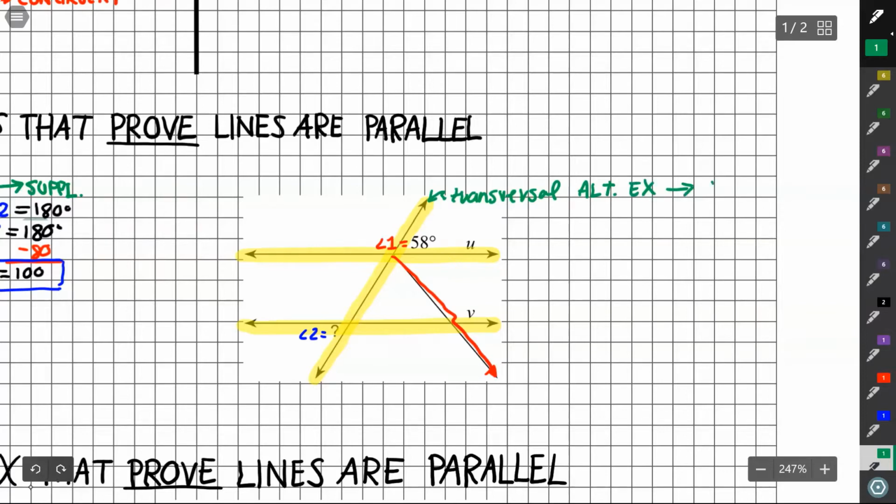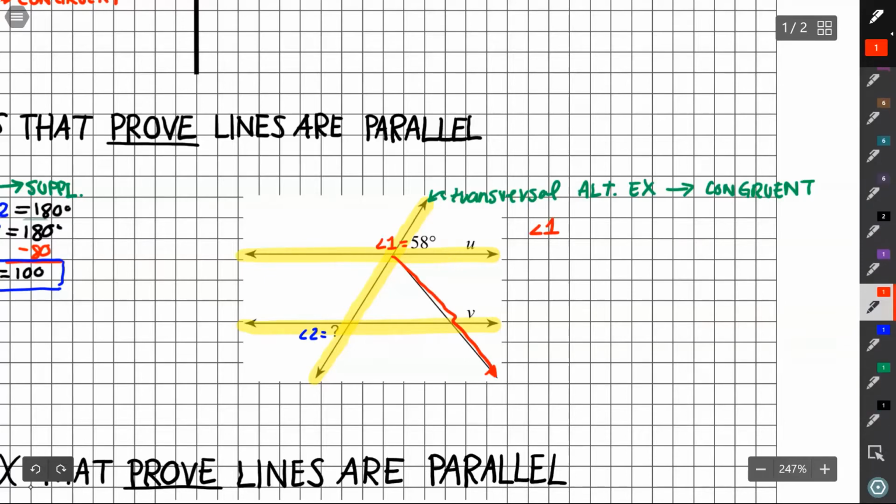And these are congruent, which means that my setup is going to look a little bit differently. I'm going to have angle 1 equals angle 2.